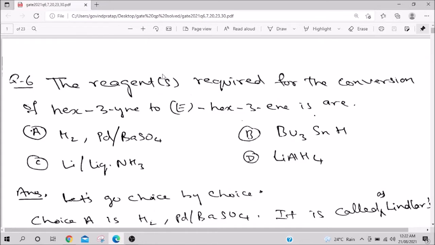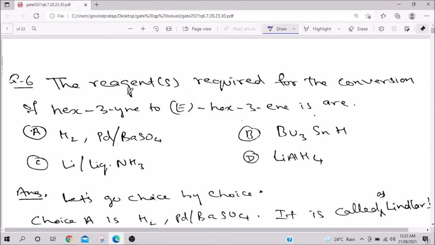In this lecture I will be doing question number 6, 7, 20, 23 and 30 of the GATE question paper 2021. As you know, I am doing only the organic question paper, and I am doing 5 questions in one session. So these are the 5 questions which I am going to do in today's class. Let's see the first question.